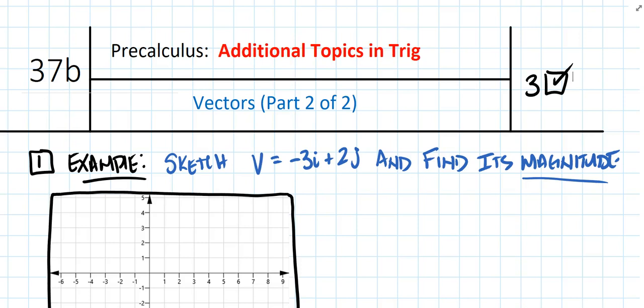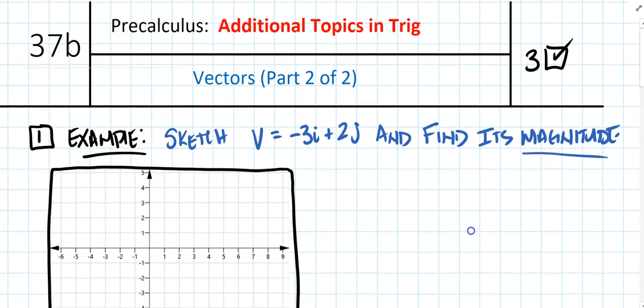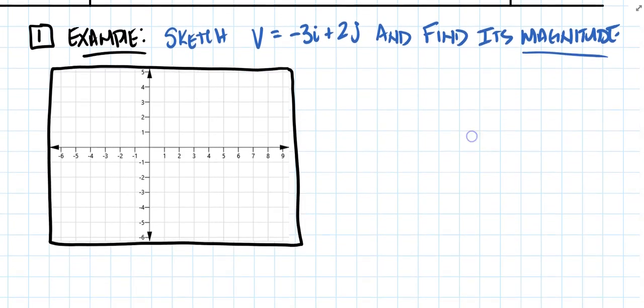Welcome to Precalculus Concept 37B, Vectors Part 2 of 2, and there's only 3 boxes. So let's get into this right away here. Number 1 is an example. We're going to sketch the vector negative 3i plus 2j and then find its magnitude.